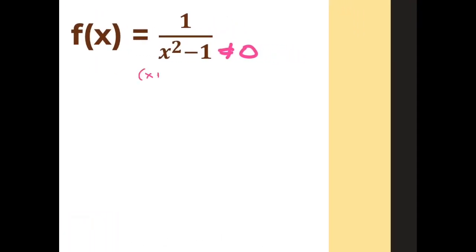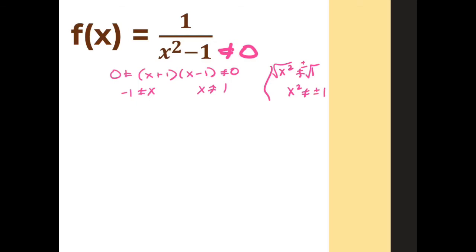So if I factor it, I would say neither of these can equal 0. So x cannot equal -1 and x cannot equal +1. Or if I use the even root property and I square root both sides, I'd get x squared cannot equal, and I put that plus and minus, plus or minus 1. So same answer, two methods, but they're both right.